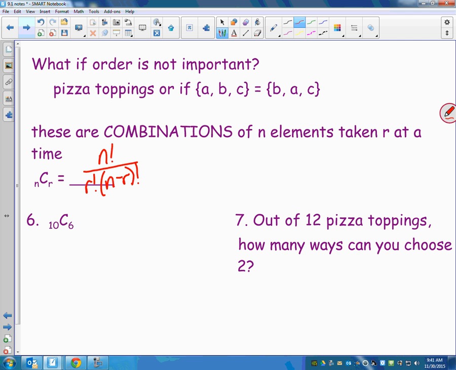Number 6, let's actually use the formula, and then we can check on the calculator. And then number 7, we can. So if I have 10 items and I'm just choosing 6, and I don't care what order, I would take 10 factorial over 6 factorial, and then 10 minus 6, which I'll go ahead and say is 4. And again, if you're typing it in all at once on your calculator, just put parentheses on the bottom. I like to cross things out.